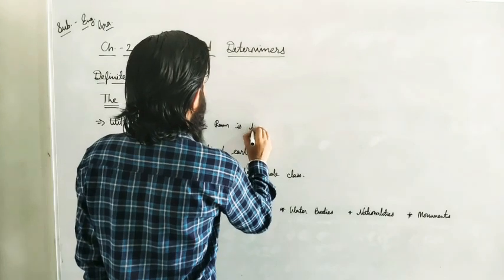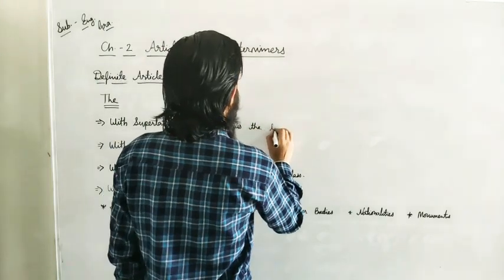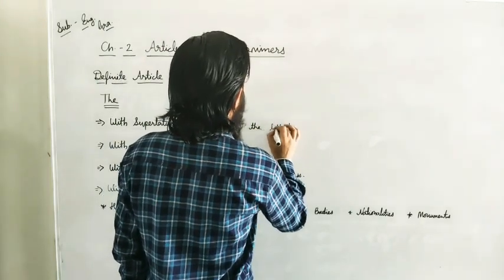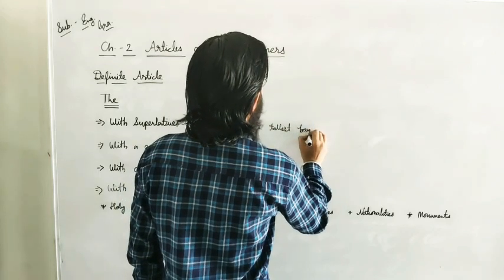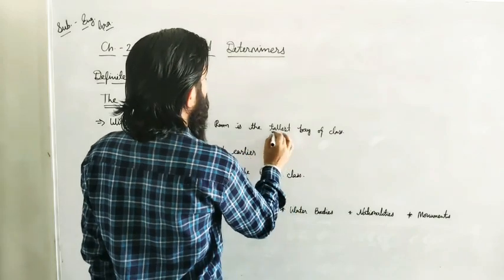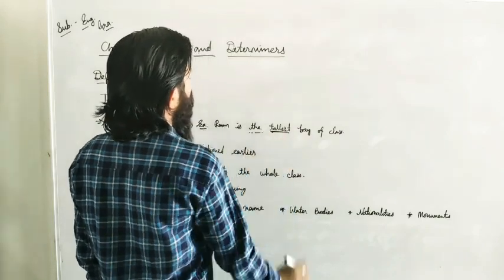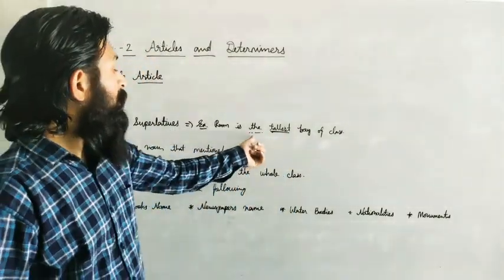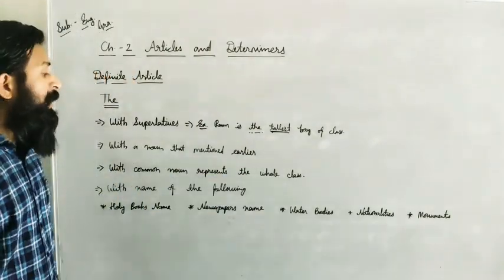Ram is the tallest boy of the class. Before the superlative degree, you always use 'the'. Second thing, with a noun that was mentioned earlier.